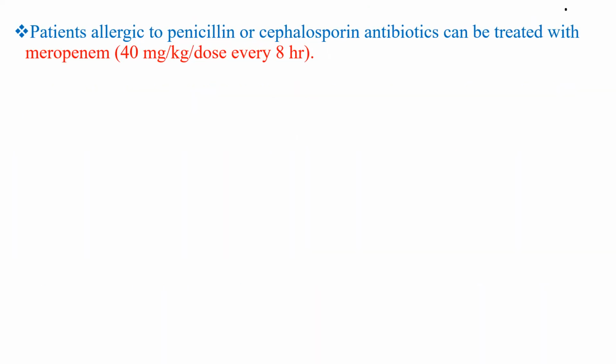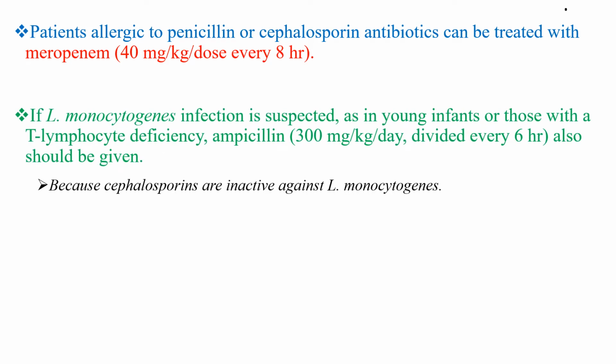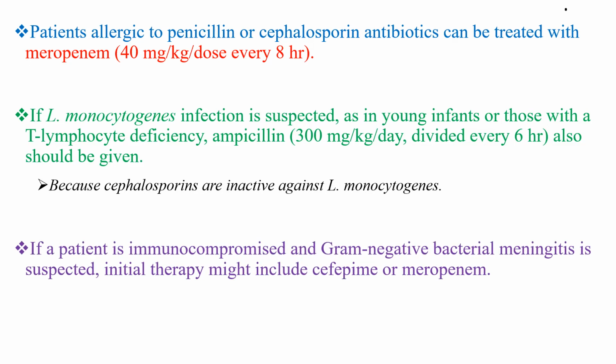Patients allergic to penicillin or cephalosporin antibiotics can be treated with meropenem. If Listeria monocytogenes infection is suspected, as in young infants or those with a T lymphocyte deficiency, ampicillin should also be given because cephalosporins are inactive against Listeria monocytogenes. If a patient is immunocompromised and gram-negative bacterial meningitis is suspected, initial therapy might include cefepime or meropenem.